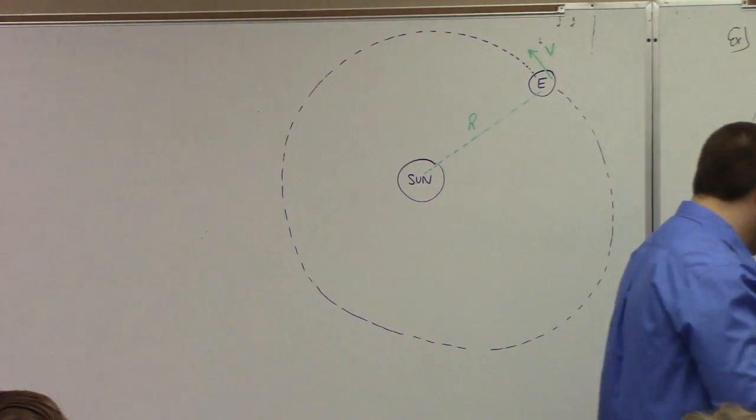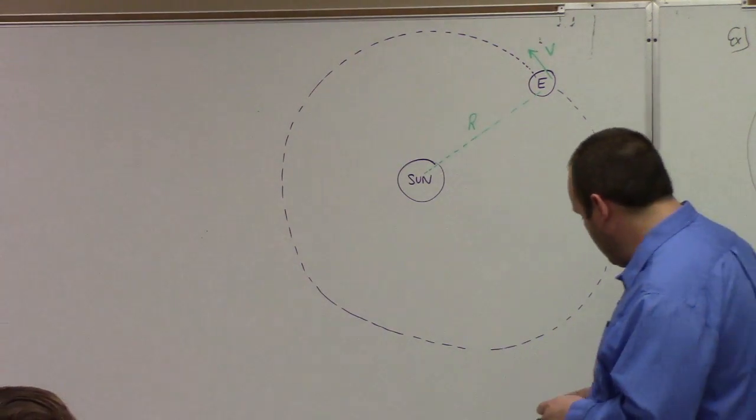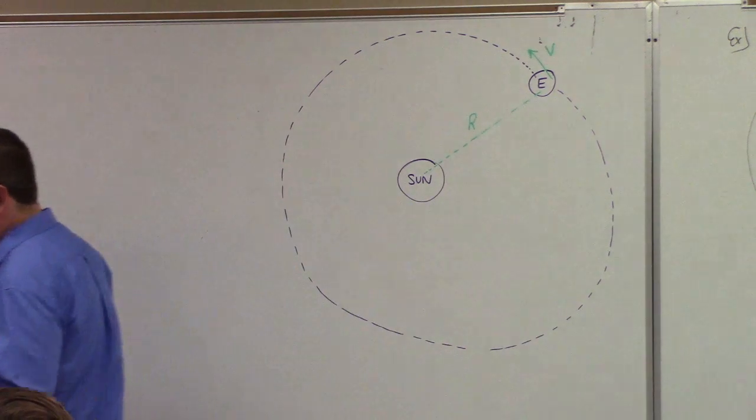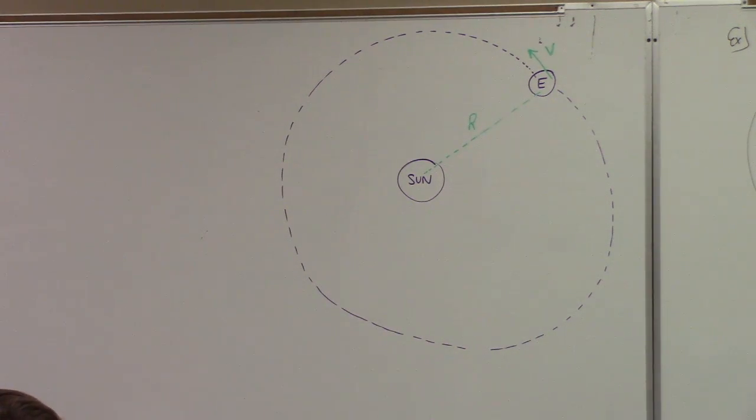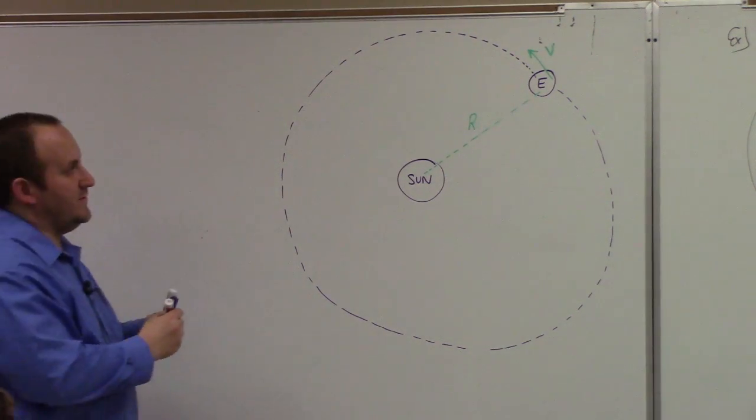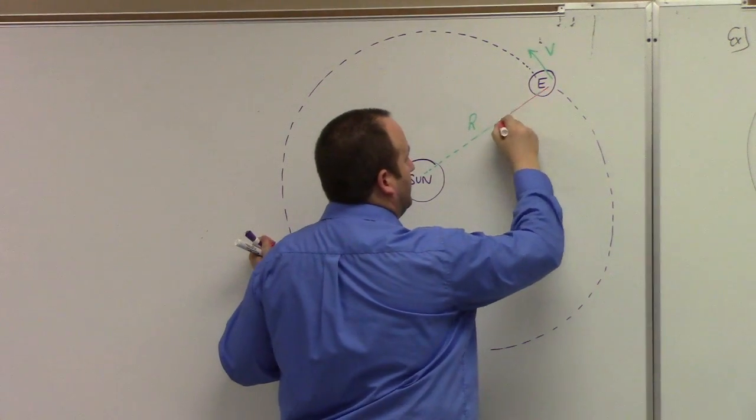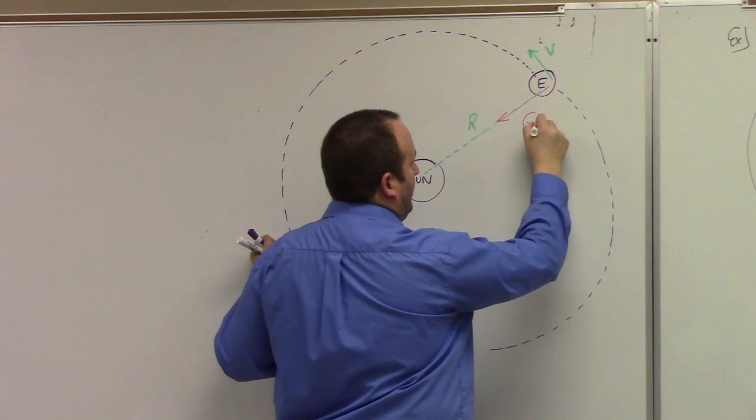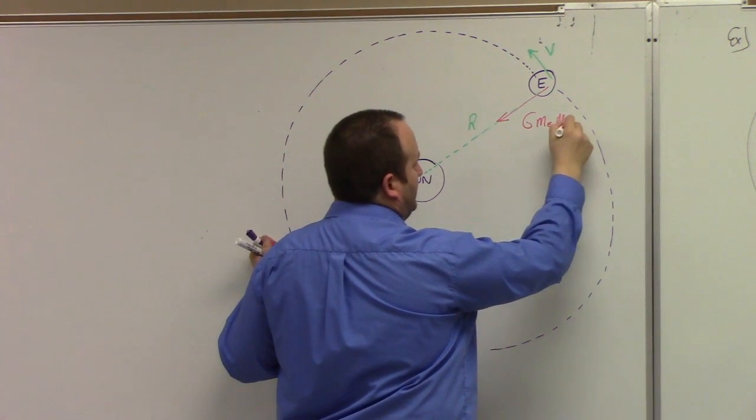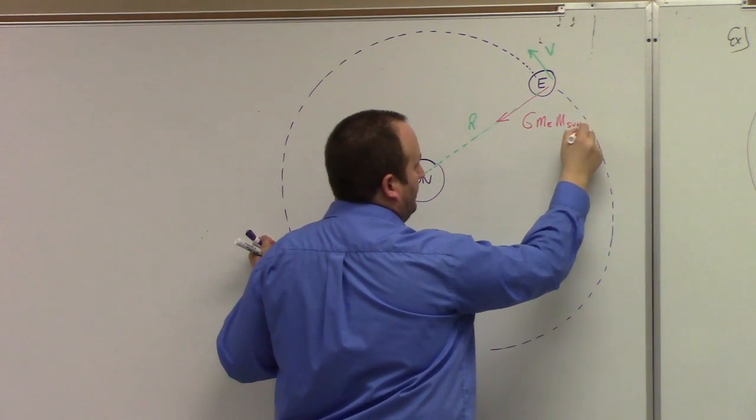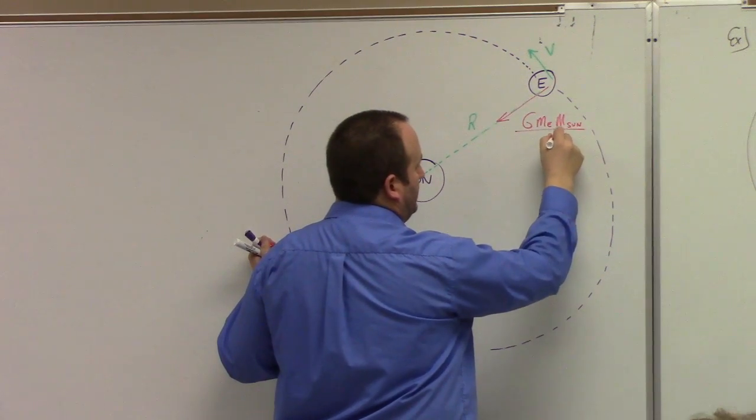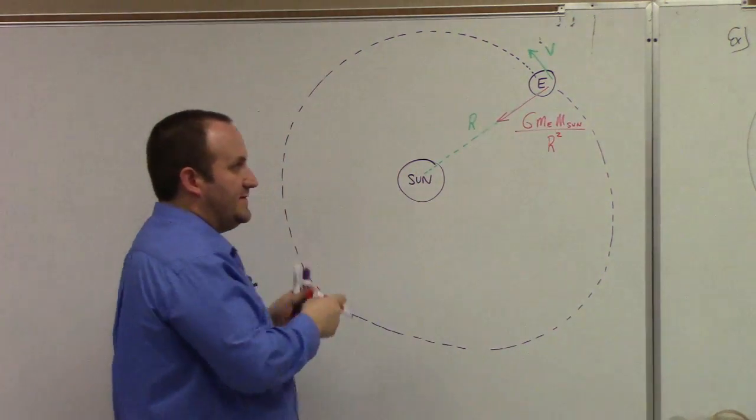It's gravity, right? What's the direction of the gravitational force of the sun on the Earth? Inward, right? So if I was to draw that here, it would look like this: G, mass of the Earth, mass of the sun, divided by this r squared. That's the force of gravity.